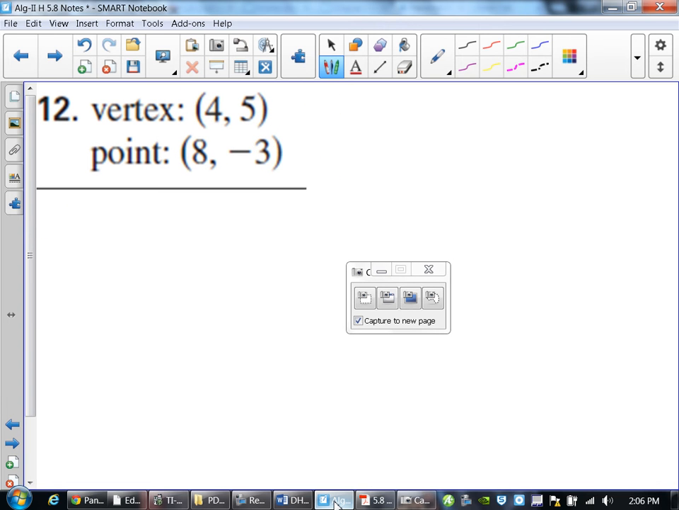Let's do it again. Same idea. And notice they don't give me a graph. Do I need the graph? No. The only thing the graph allowed me to look at is the fact that I knew that the a value had to be positive because it was shown that way.